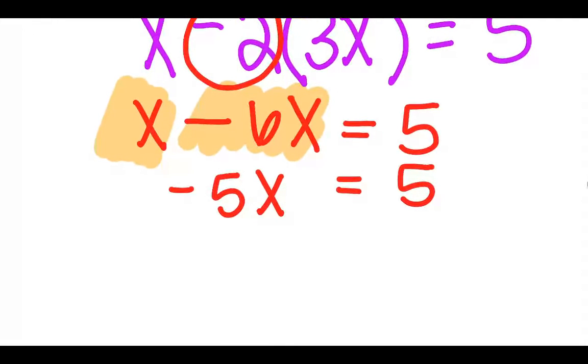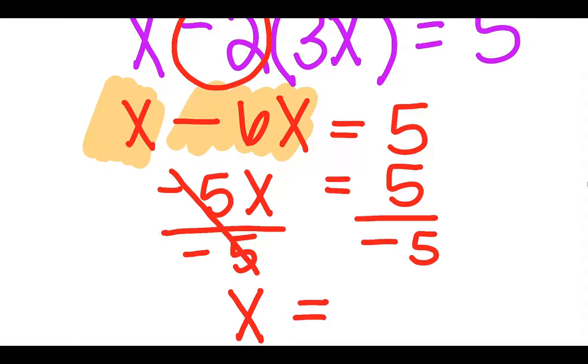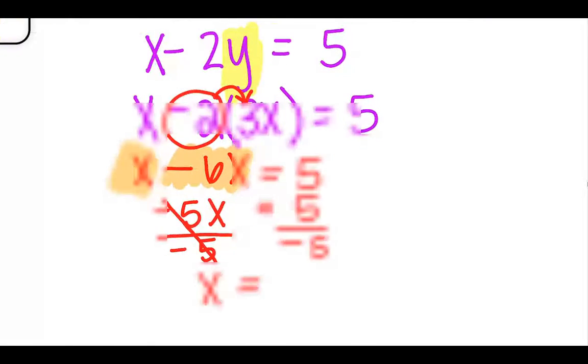So instead of having negative 5x that's being multiplied, I'm going to divide everything by negative 5. Whatever I do on one side, I have to do to the other side. Negative 5 divided by negative 5 is 1, so I'm left with 1x, which is what I wanted, equals 5 divided by negative 5, which is negative 1. So I get x equals negative 1.